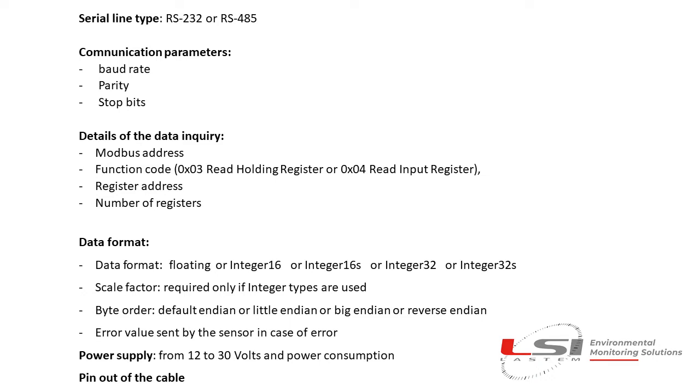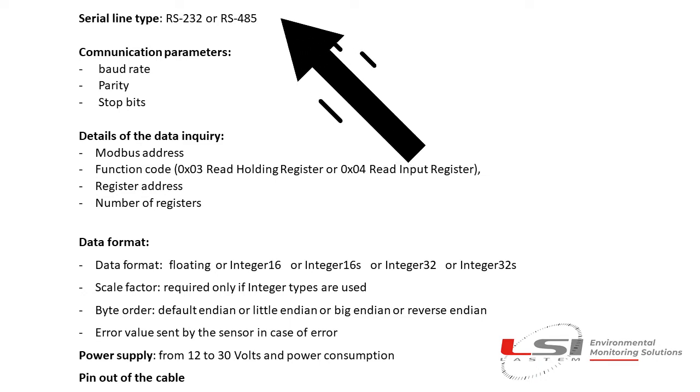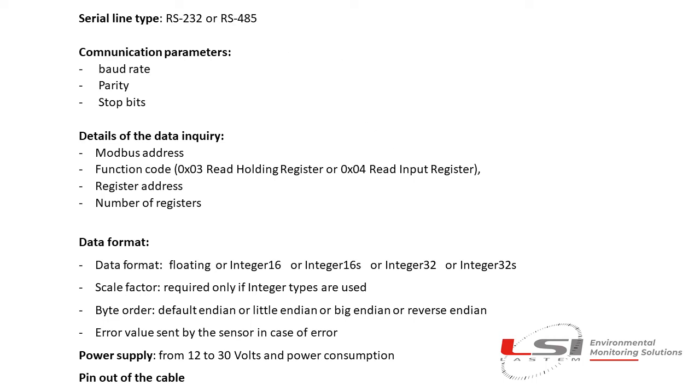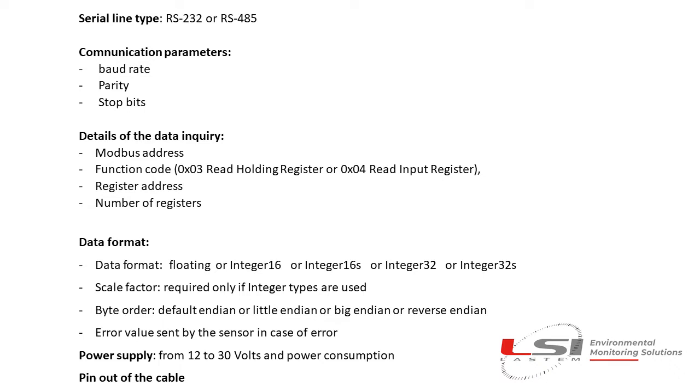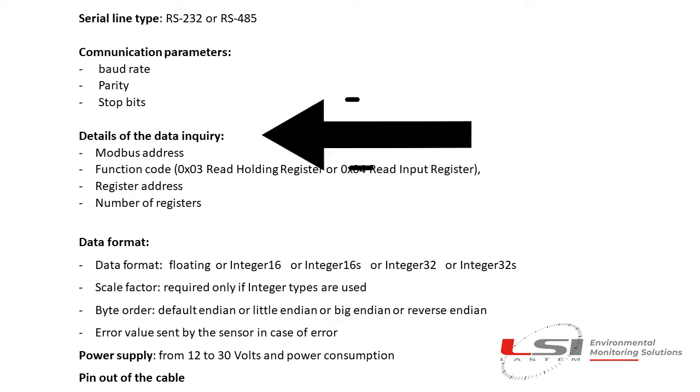The following information is required. Serial line type. It can be RS-232 or RS-485. Communication parameters as baud rate, parity, and stop bits. Details of the data inquiry as Modbus address, function code which can be read holding register or read input register. Its register address and number of registers.